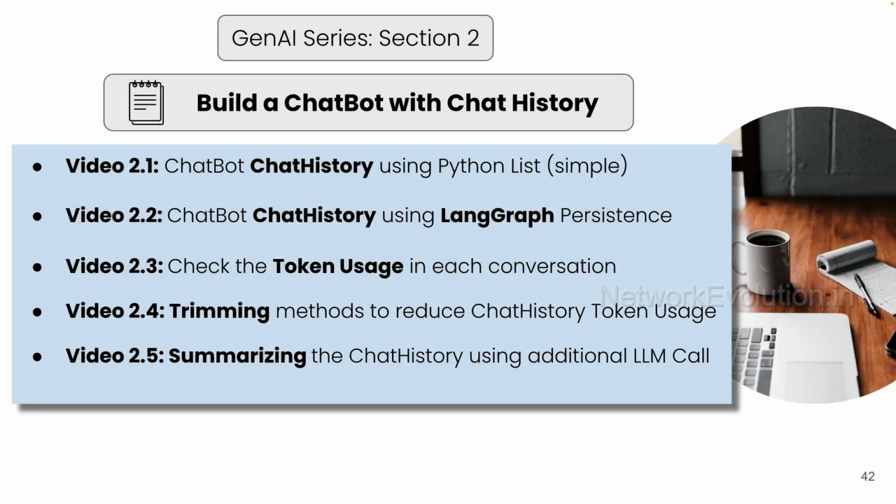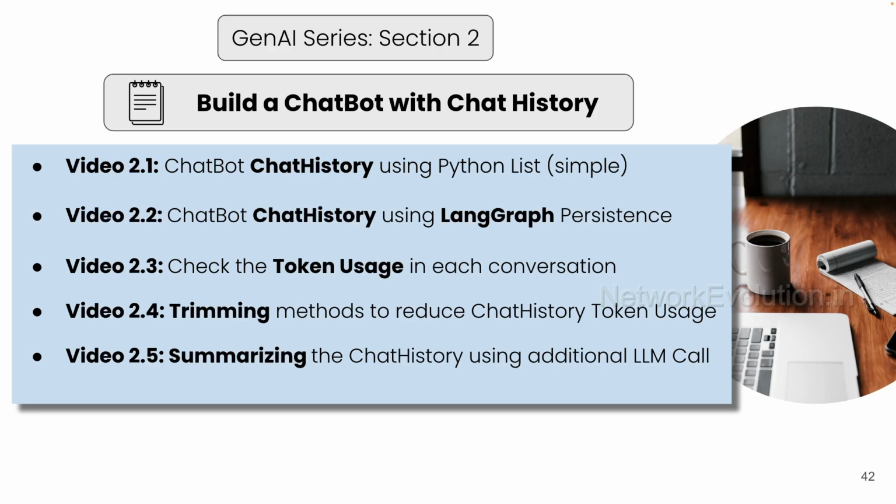In this particular section, in the first video, we have seen how to enable chat history using a Python list. In the second video, we have seen how to enable chat history using LangGraph persistence, and there we used an in-memory checkpointer. In the third video, we have seen how to check the token usage in each conversation. And in the fourth video, we have seen how to reduce the chat history token usage using trimming methods. We have seen how to trim the messages using the message count or the token count.